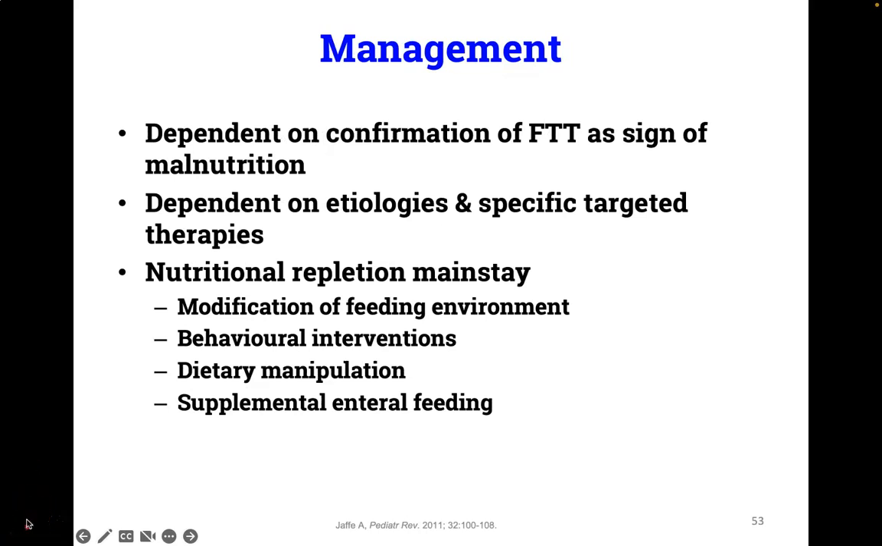And then when it comes to management, it really is dependent on, first, whether or not you believe failure to thrive is truly representing malnutrition, and whether or not the history and physical leads you to a specific etiology. So obviously, the etiology that you identify will help target your therapy. But obviously, nutritional repletion is the mainstay, and the best way to tackle it may be dependent on the etiology that you identify. Both the non-illness and the illness-related factors need to be considered, even in cases where an illness is identified. And again, this is particularly where the allied health can be of great benefit and support for you.